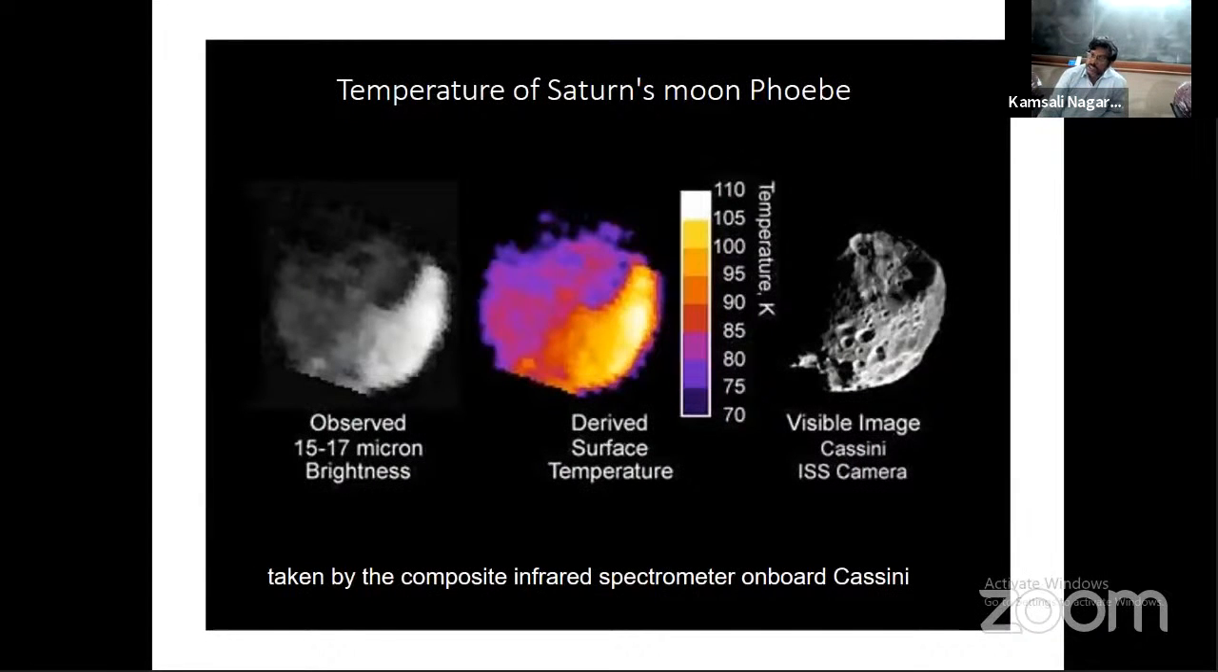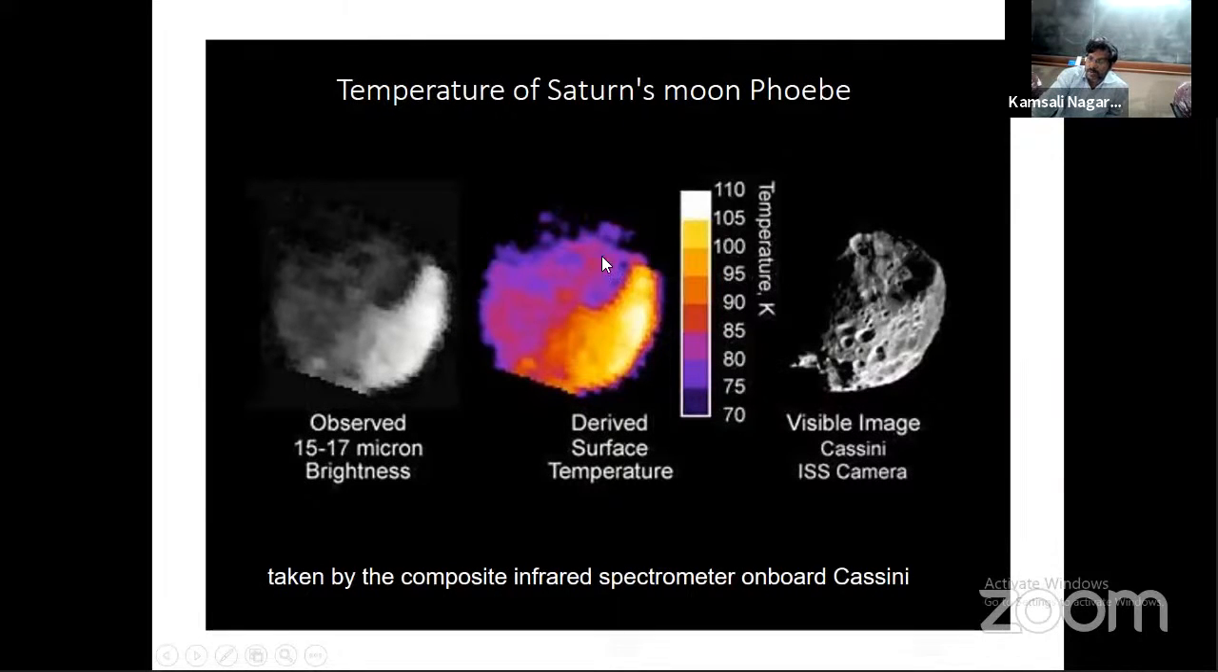Oh, good. This is the temperature of Saturn's moons, away, meaning not on the Earth. Even if you take such images, for example, this is observed between 15 to 17 microns brightness. This is derived from surface temperature, how the temperature can go. Here, the whitish region is in the range of about 90 to about 100 degrees Kelvin.